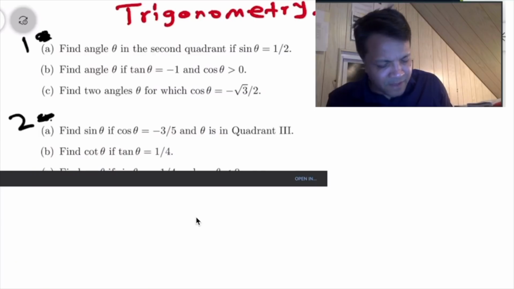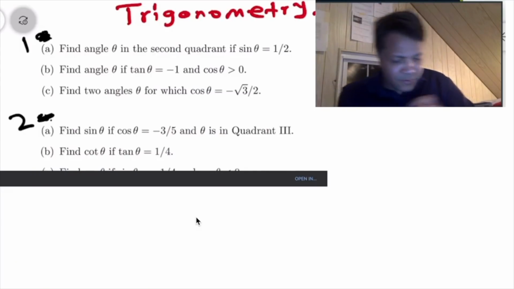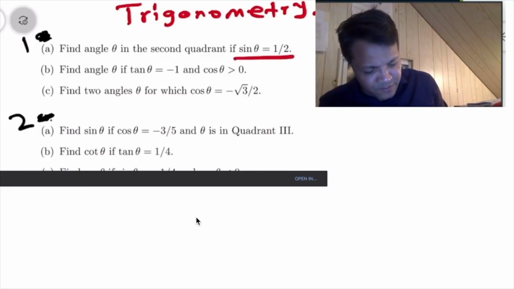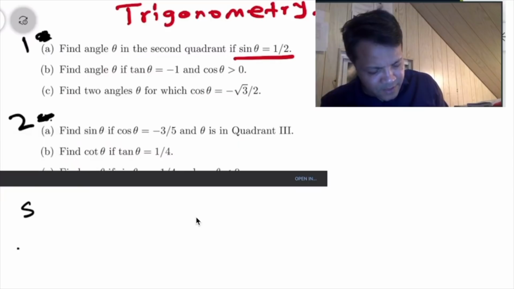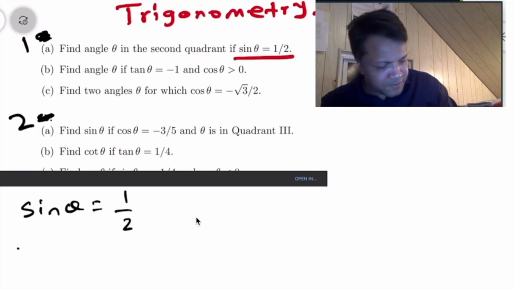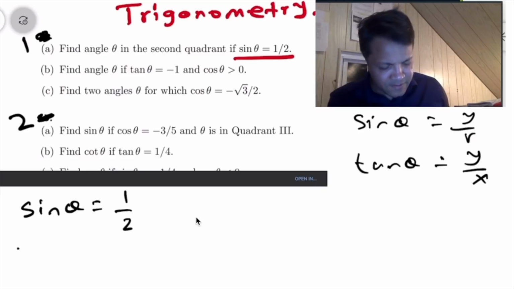So our first problem: find angle theta in the second quadrant if sine is 1 over 2. So what do we know about sine? Let's write sine theta is 1 over 2. What do we know about sine, cosine, and tangent? We know that cosine theta is x over r, sine theta is y over r, and tangent theta is y over x. Very nice. So then this is y and this is r.